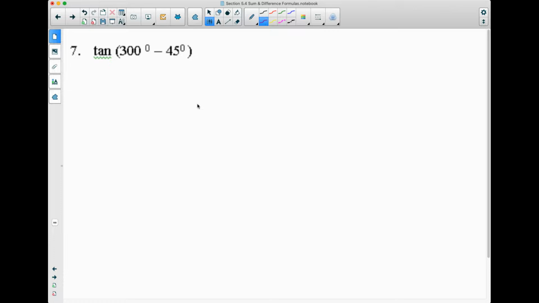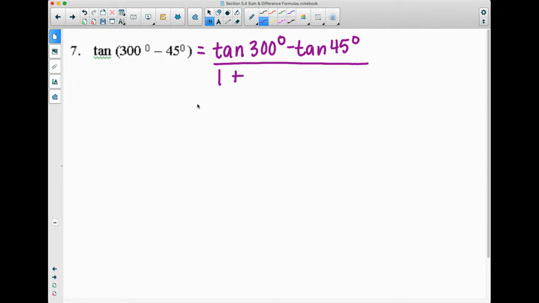All right, so alpha minus beta. So we have tangent of alpha minus tangent of beta, and 1 plus tangent of alpha tangent of beta. Okay?